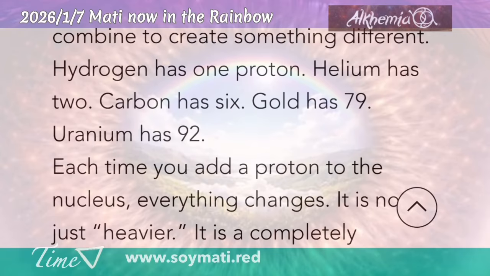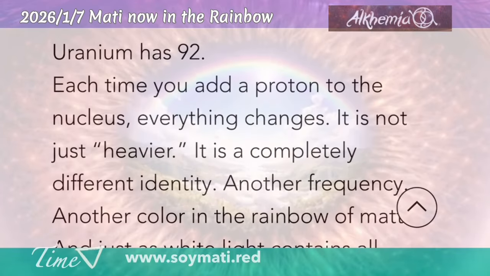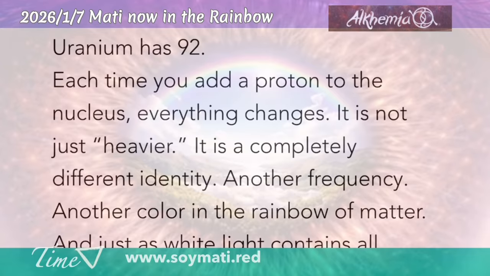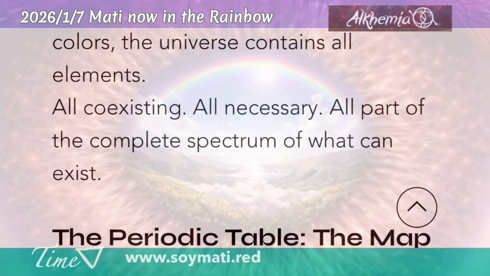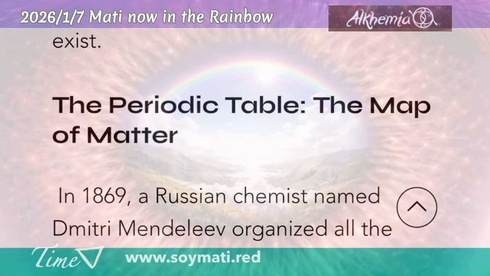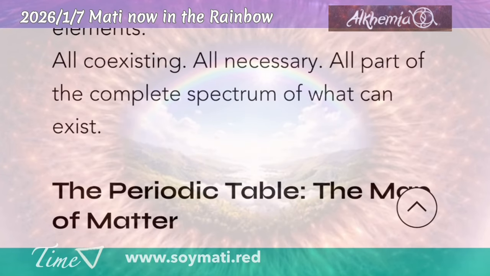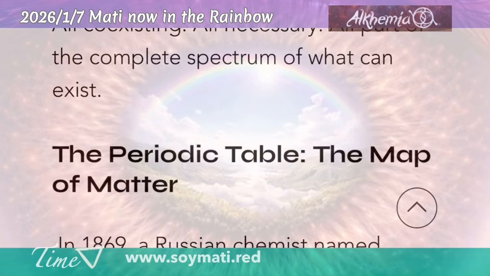Hydrogen has 1 proton, helium has 2, carbon has 6, gold has 79, uranium has 92. Each time you add a proton to the nucleus, everything changes. It is not just heavier. It is a completely different identity, another frequency, another color in the rainbow of matter. And just as white light contains all colors, the universe contains all elements, all coexisting, all necessary, all part of the complete spectrum of what can exist, the periodic table, the map of matter.